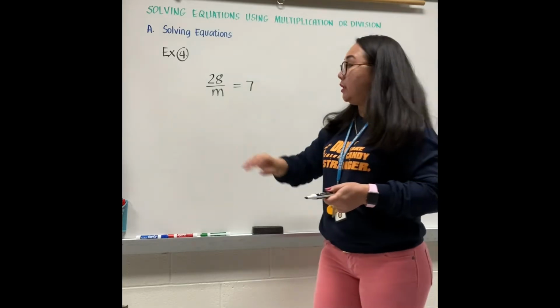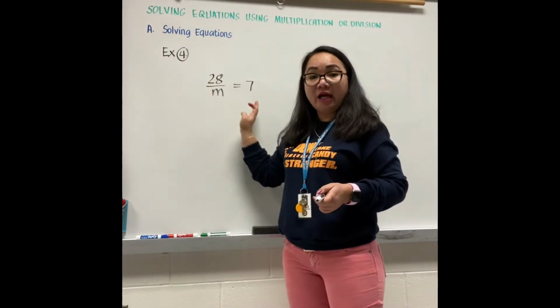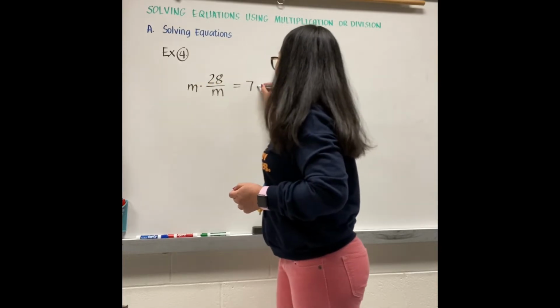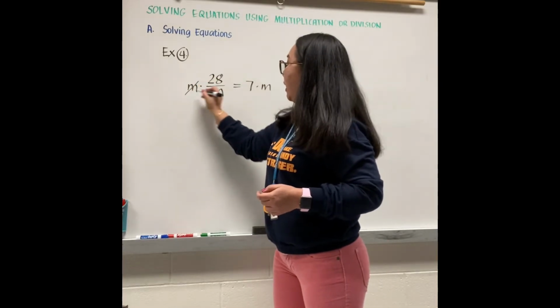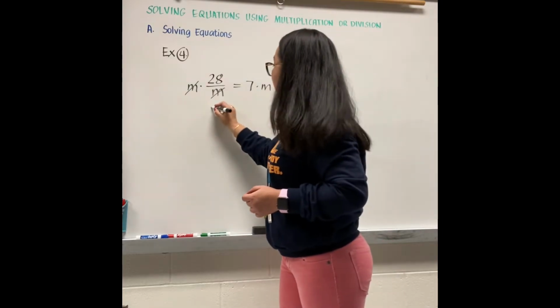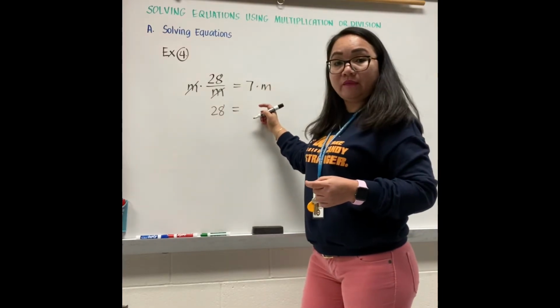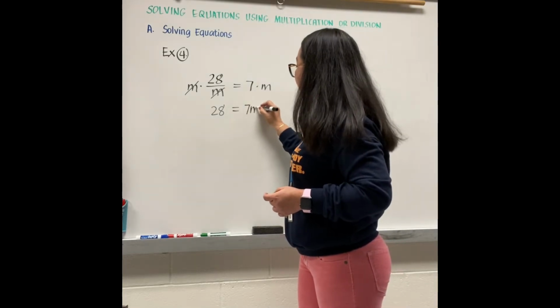So what we're going to do is multiply both sides of the equation by the unknown m. And then cancel out m. And then we have here 28 at the other side of the equation. And then multiply that one. 7 times m will give you 7m.